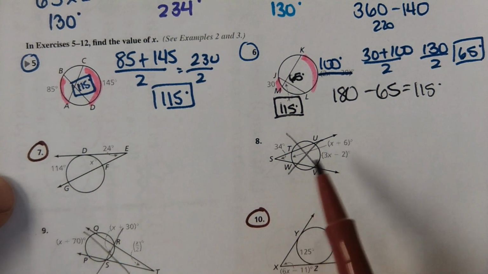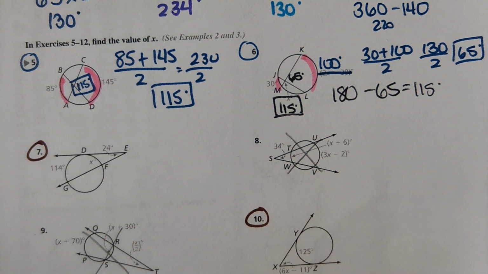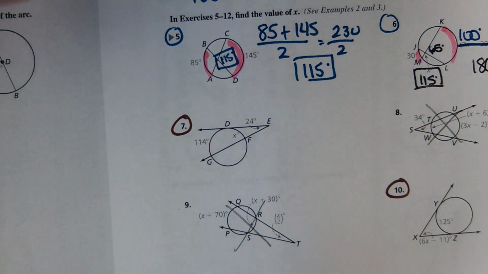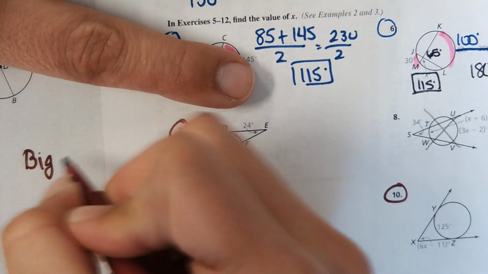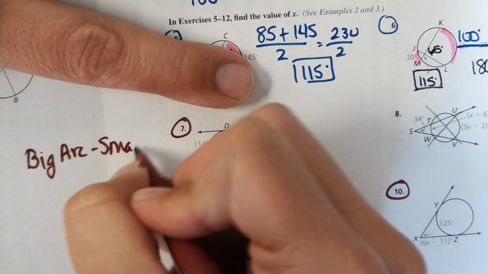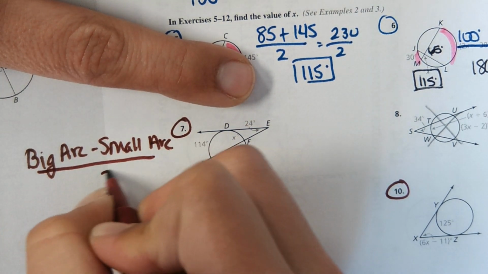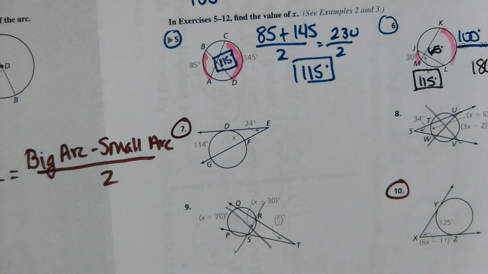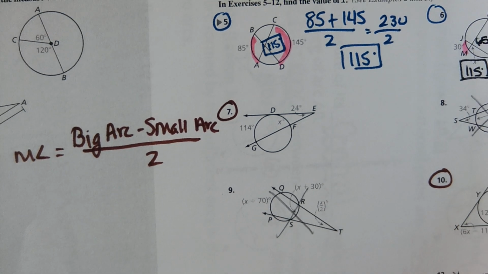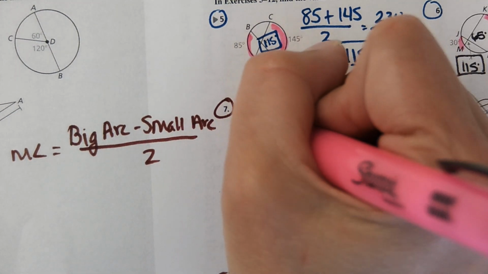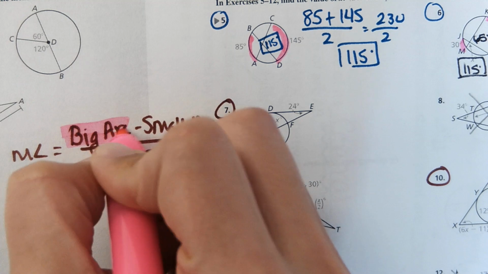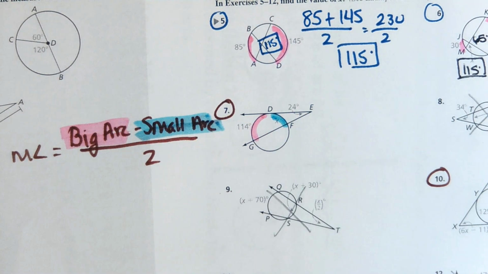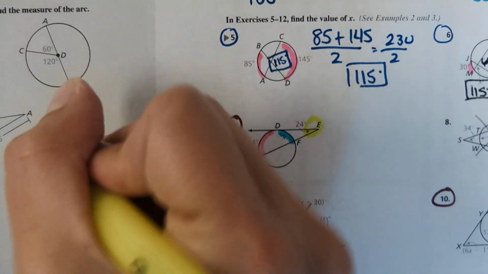Okay, so for 7, 10, and 11, we're going to use the equation from the beginning. Let me write it down. So it's going to be big arc minus small arc divided by 2 equals measure of the angle. So big arc would be right here. Small arc would be right here. And then the angle right here.